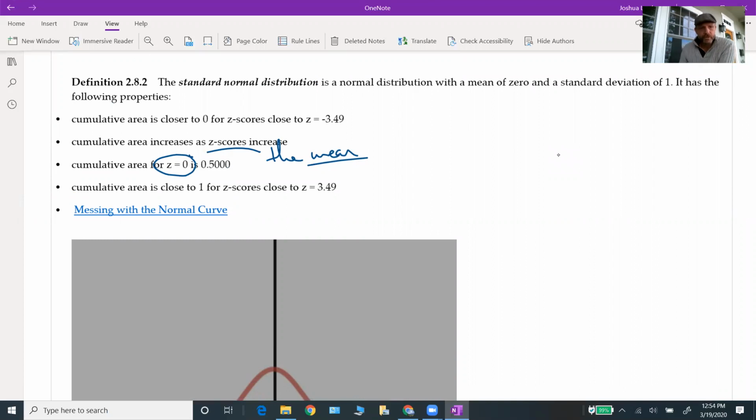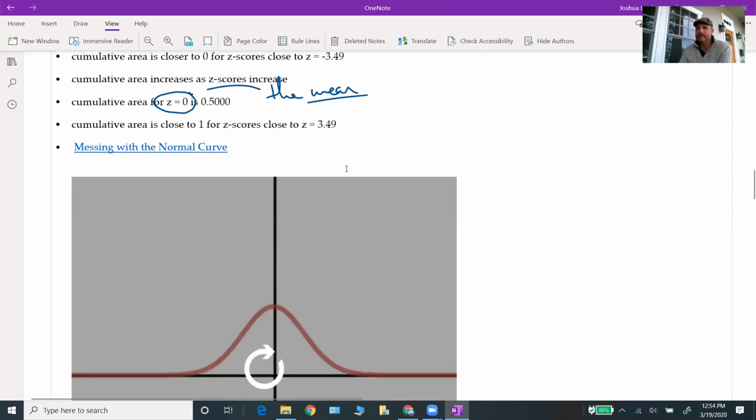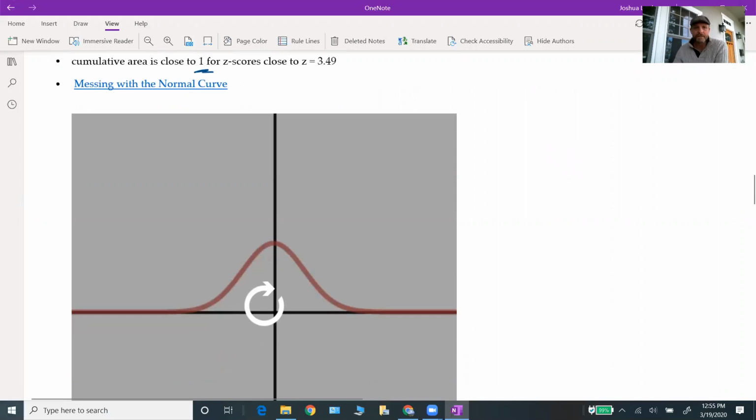All right. As you continue moving to the right, you gain more and more area. By the time you get to about 3.5 standard deviations from the mean, your cumulative area is close to 1. So what I'm going to do is mess with this a little more, but this time I'm going to mess with the standard normal distribution.